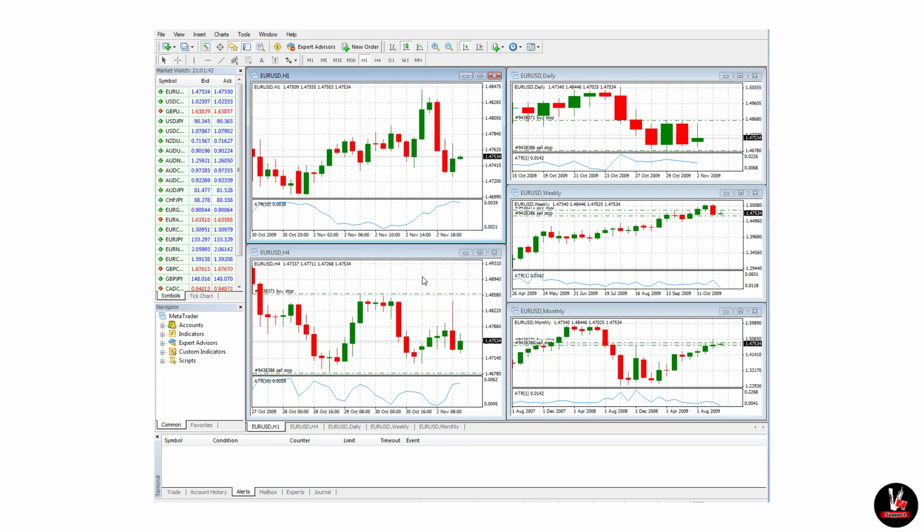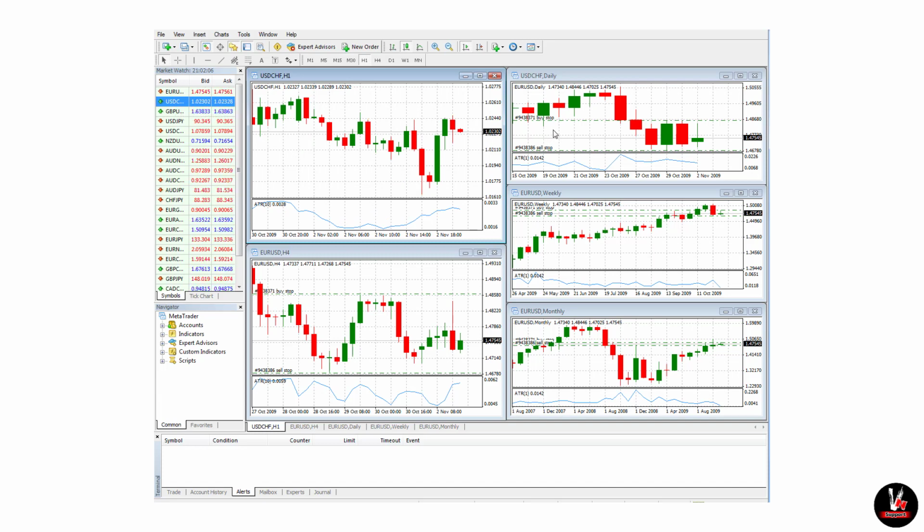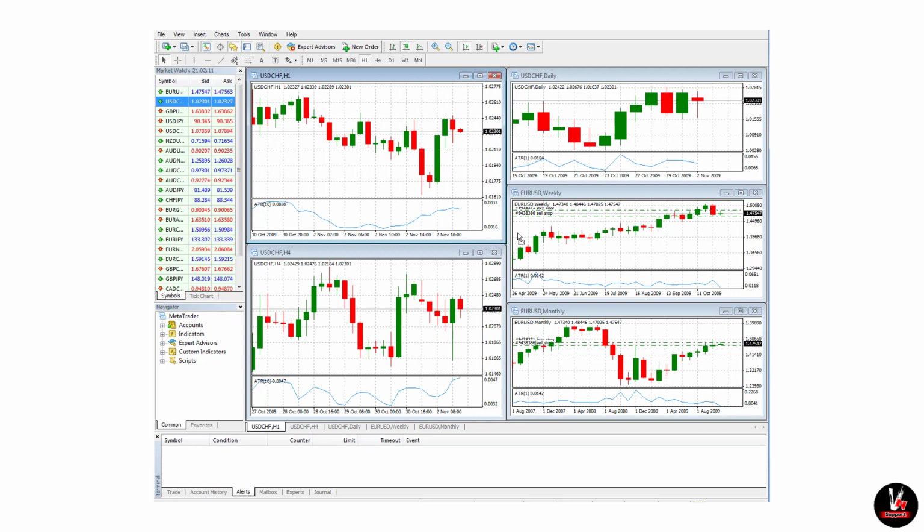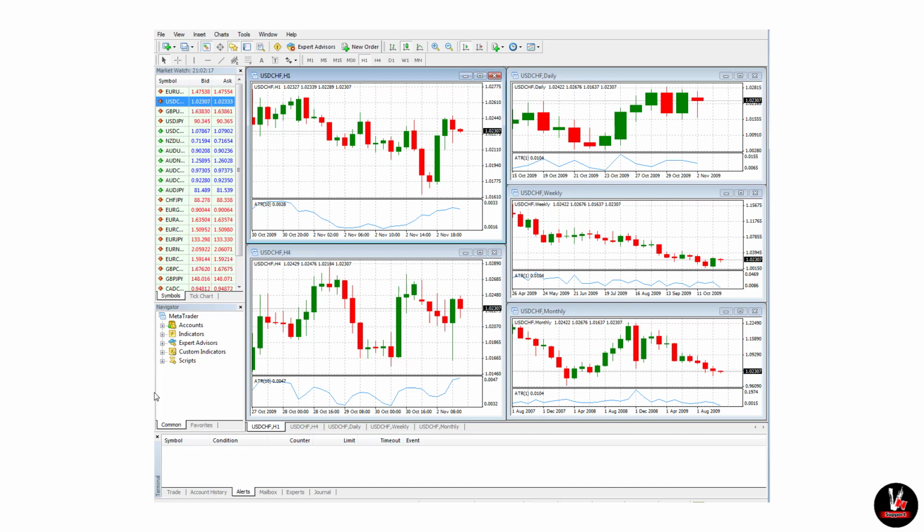There we are. Okay, now here's what we're going to do. What we want to do is use a different currency pair, and we're going to use the US dollar Swiss franc, but we're going to have the same kind of profile setup here. So here we go. Drag, drop, drag, drop, drag, drop, drag, drop, drag, drop.